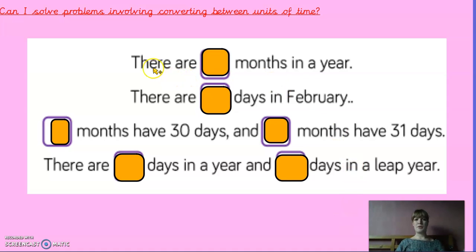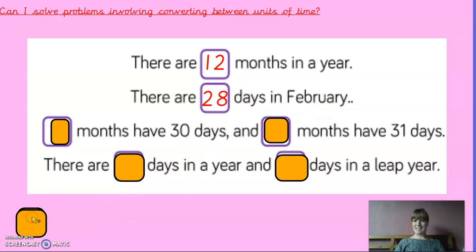Okay, so there are so many months in a year. There are 12 months in a year. Well done if you've got that correct. How many days in February? 28 days in February. And if you know your days and years, you would know that actually every 4 years on a leap year, it'd be 29 days in February. So well done if you knew that.